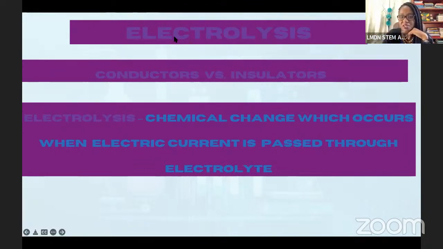And insulators, of course, don't have anything in them that can conduct. They're just fixed, right? Plastic doesn't have any charged particles in it, so it can't conduct anything. So just keep that in mind.